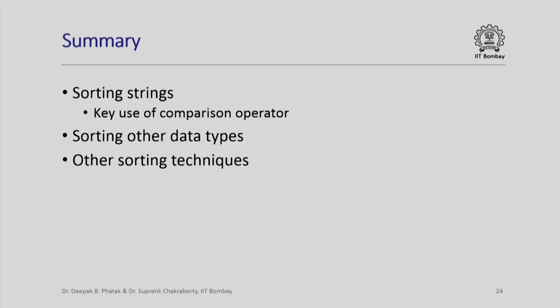So in summary, in this lecture we looked at how to sort strings, and we saw the key use of a comparison operator for lexicographic ordering between strings. We also saw that the same ideas basically can be used to sort other data types if I have an appropriate comparison operator, and we also had a very brief glimpse of sorting techniques beyond what we have already studied.